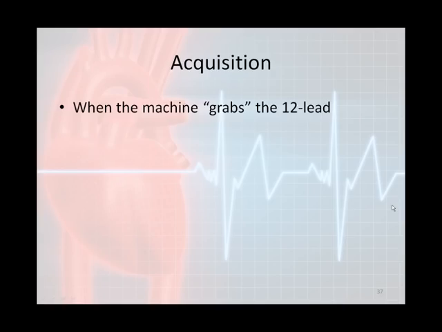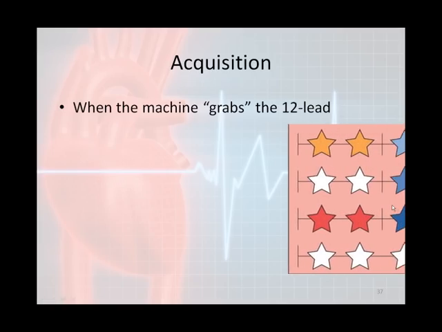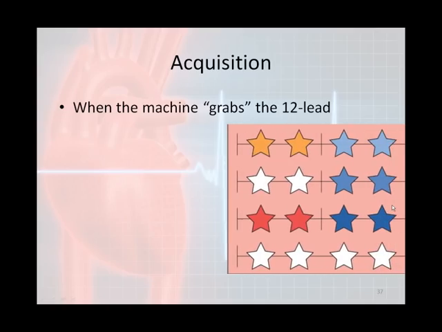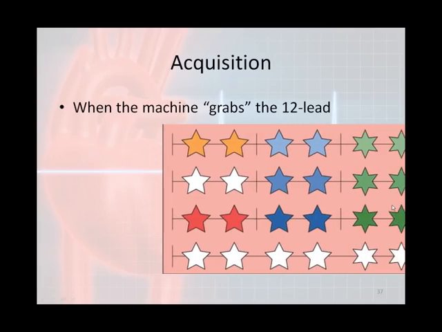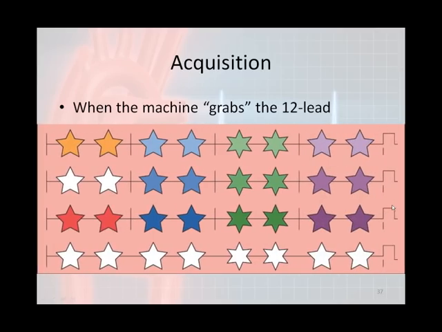As the picture comes across the screen, the stars that appear horizontally, to the left and to the right, are complexes that occur as the heart is beating in real time. As the stars appear vertically, up and down, that is the exact same single complex in 3 to 4 different views or leads. If you look at lead 1, for example, up here would be lead 1. You have an orange star in lead 1, a white star in lead 2, and a red star in lead 3.